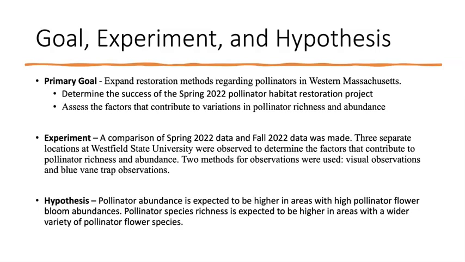This semester, I made a comparison of the Spring 2022 data and Fall 2022 data. There were 3 separate locations at Westfield State University that I observed to determine the factors that contribute to pollinator richness and abundance, and I used 2 methods for observation: visual observations and blue vein trap observations. I hypothesized that pollinator abundance would be higher in areas with a high pollinator flower bloom abundance. I also expected that pollinator species richness would be higher in areas with a wider variety of pollinator flower species.